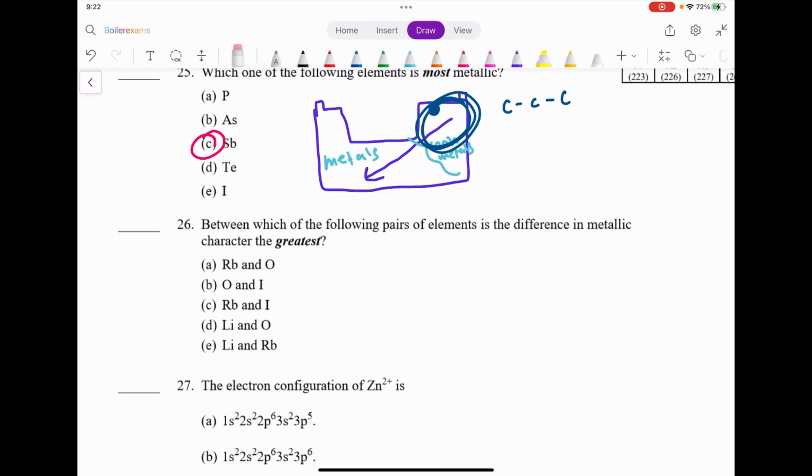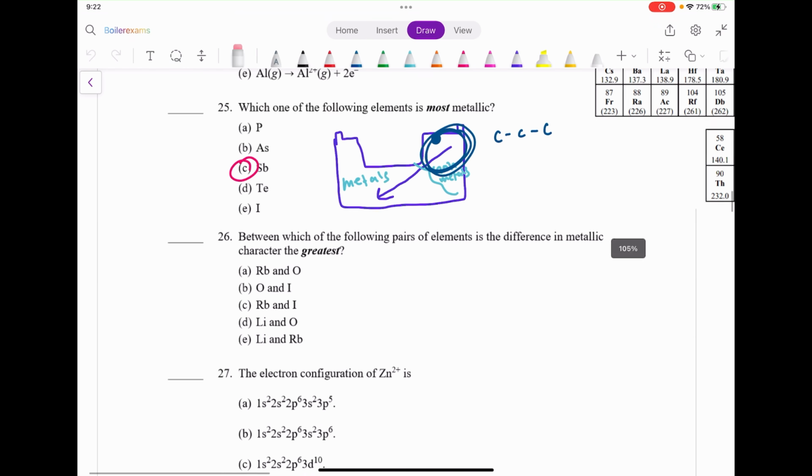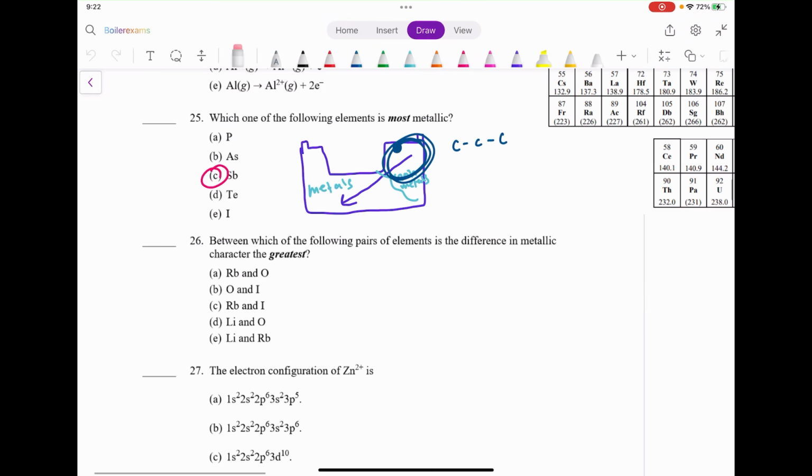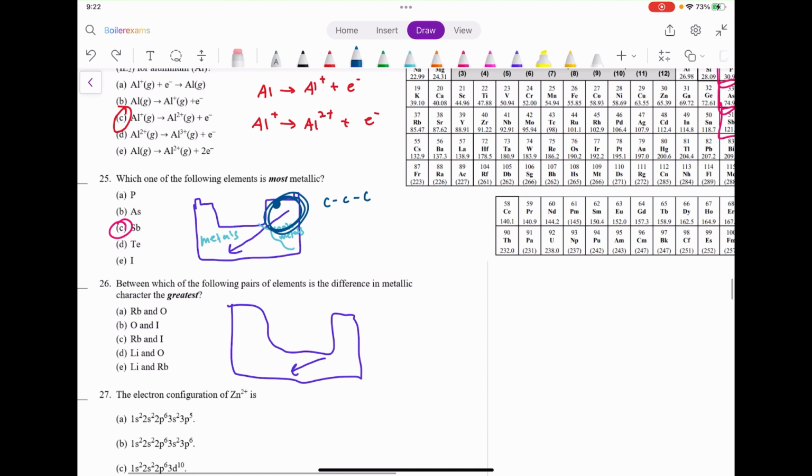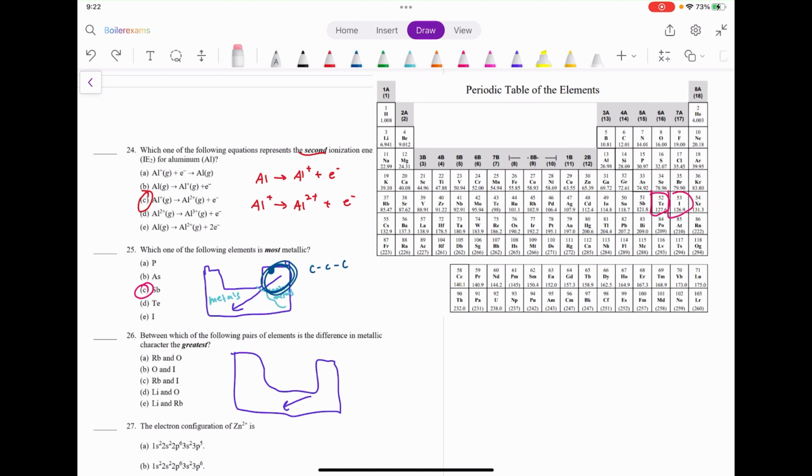Between which of the following pairs of elements is the difference in metallic character the greatest? Okay, let's do exactly what we did for the above problem. If you didn't watch the explanation, I'll redo it. Okay. Crappy periodic table is fine. Metallic character trends that way because down here are our metals, up here are our non-metals. And yeah, I think that's kind of intuitive. Anyways, let's look at where our answer choices are and see which ones are the farthest distance away. Oxygen is right here, and RB is... that is a massive gap.